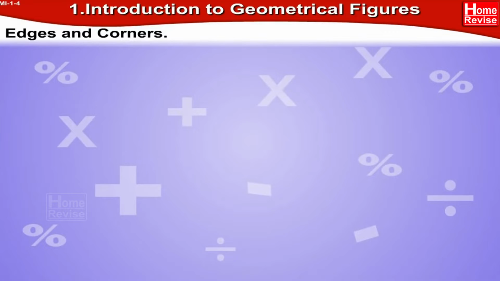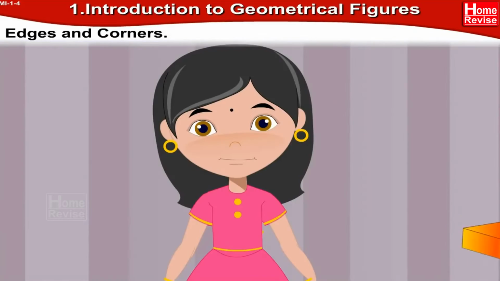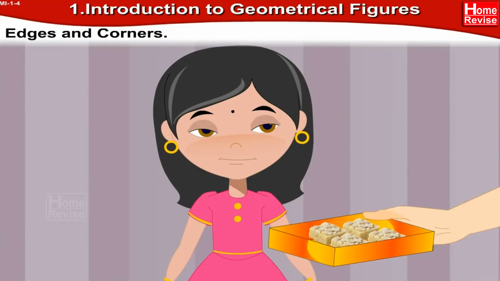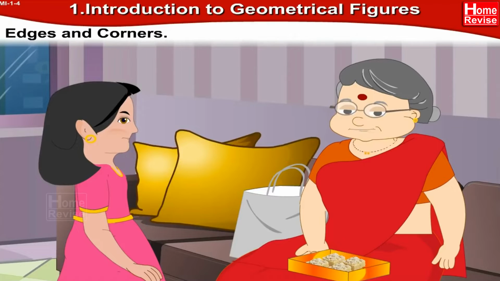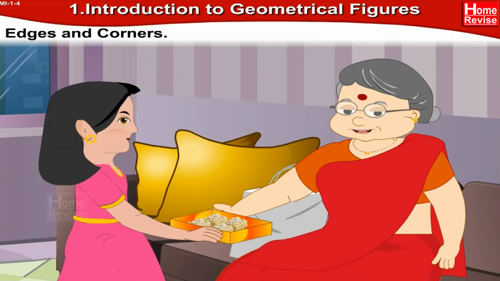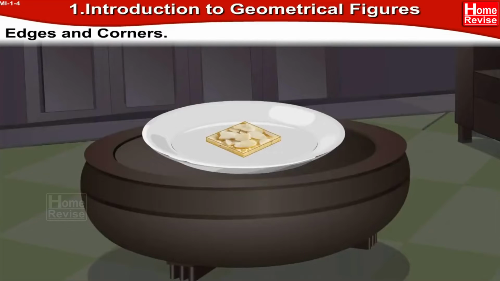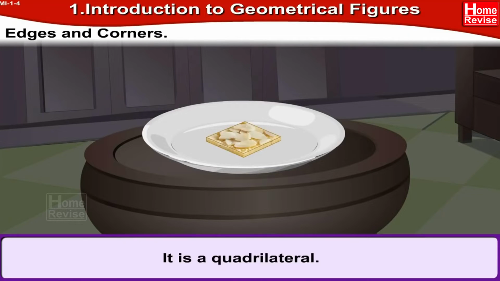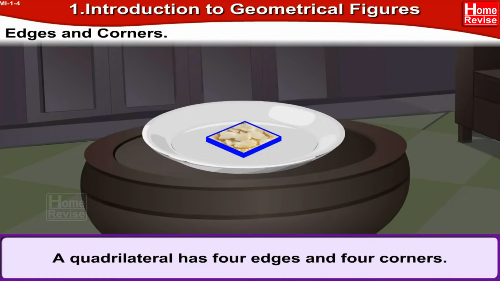Edges and corners. Now we will learn about edges and corners. But before that, look at this piece of burfi. Sonu's grandma gave her this burfi. Look at the burfi. What is the shape of the burfi? Well, yes, that's correct. This piece of burfi is quadrilateral in shape. A quadrilateral has 4 edges and 4 corners.